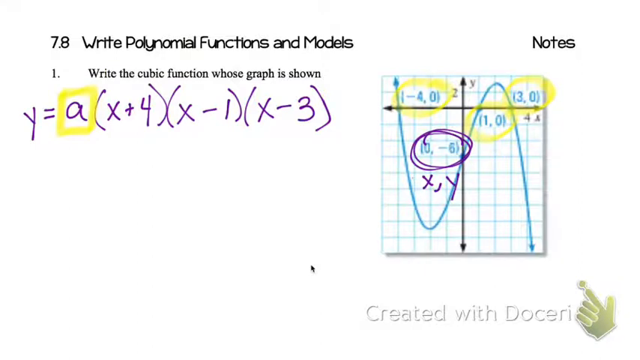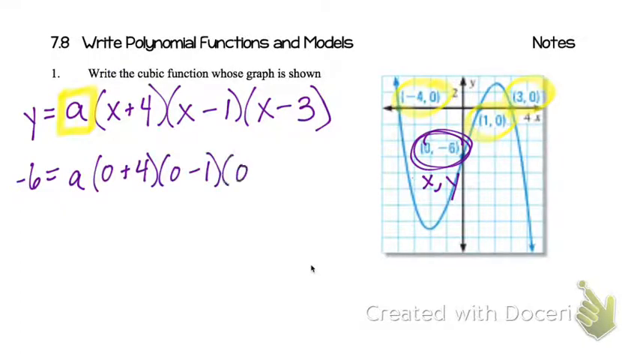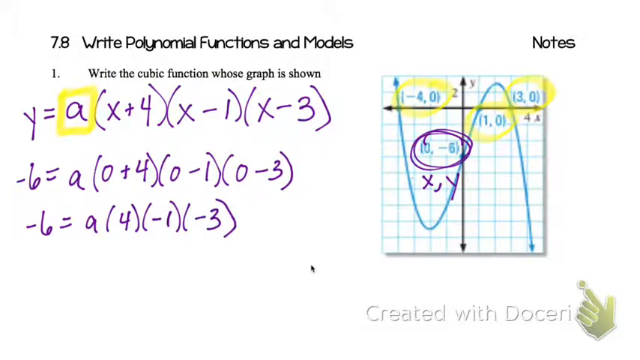So I'm going to plug in -6 equals a, 0 plus 4, 0 minus 1, 0 minus 3. And if you know it's 0, then honestly, you can skip a step and write it like this. Then I'm going to multiply these numbers. So -6 equals 3 times 4 is 12, so 12a. So a equals what? -1/2.